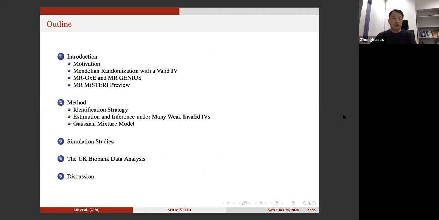The outline of the talk contains 5 parts. The first part is introduction, the second is the method, the third is simulation studies. Then we will apply our methods to UK Biobank data and compare with other methods. In the end, we will have concluding remarks.